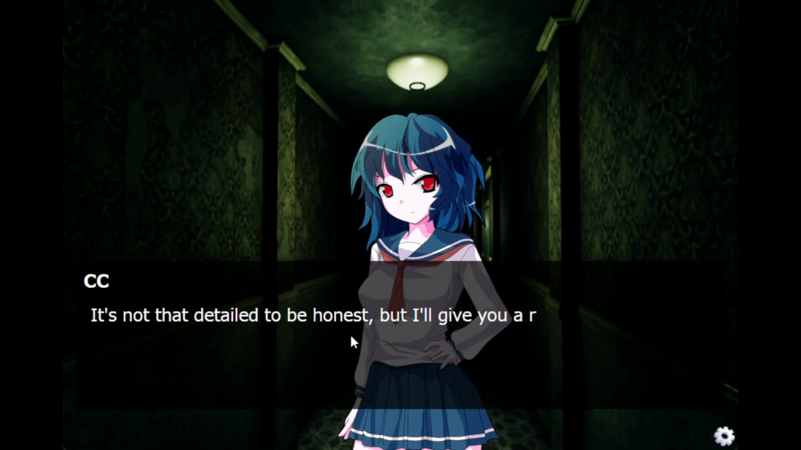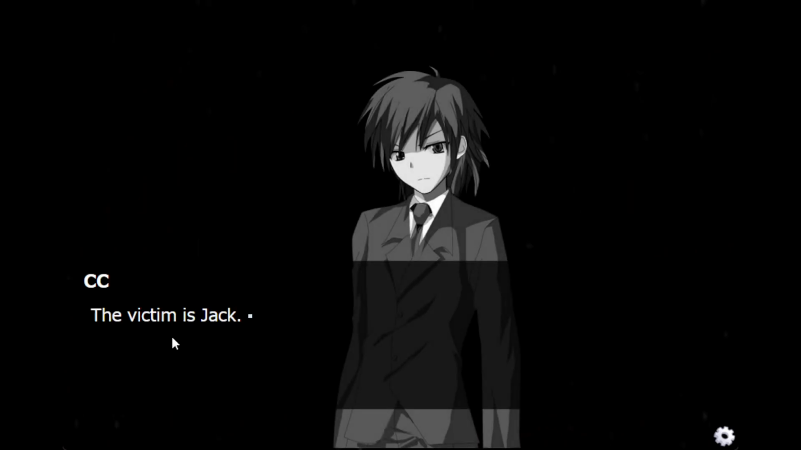It's not that detailed to be honest, but I'll give you a rundown. The victim is Jack, okay? Male, age 34. 34? So which Jack is this? Who's 34 years old? I have no idea.